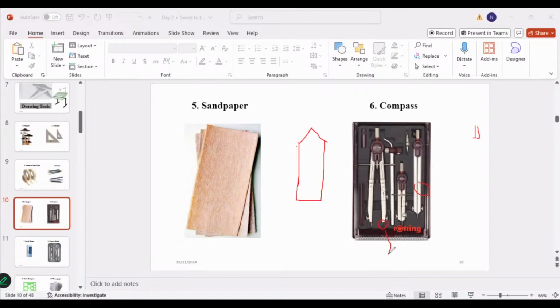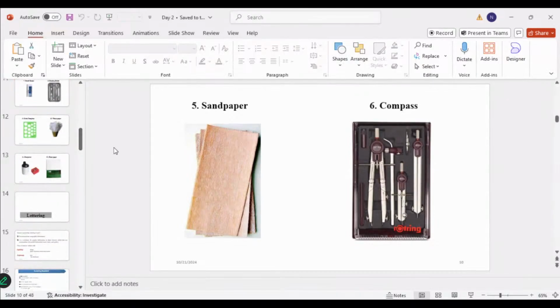Okay, so here you can see in here we have a pencil pointer. Okay. So this compass is used to draw a circle. Okay, so those are the usages of sandpaper and compass. So if you want to note down that, please do that quickly.